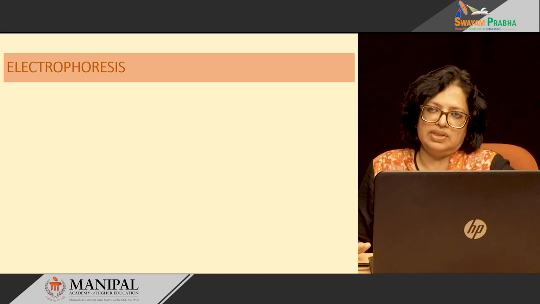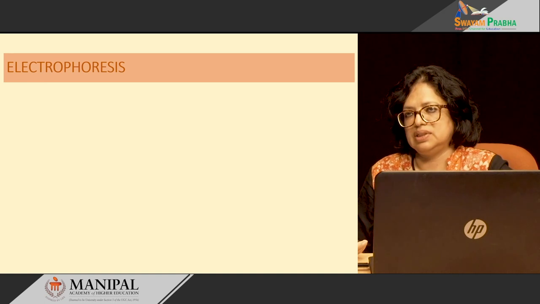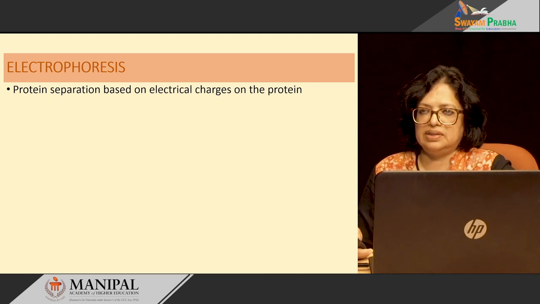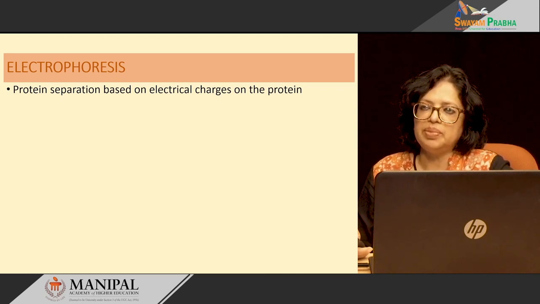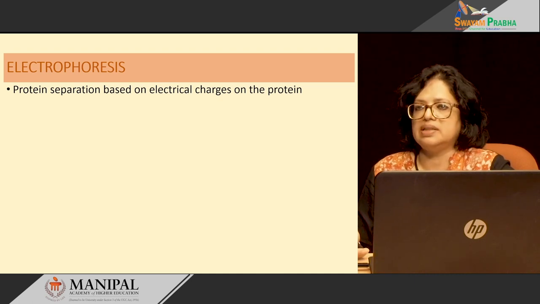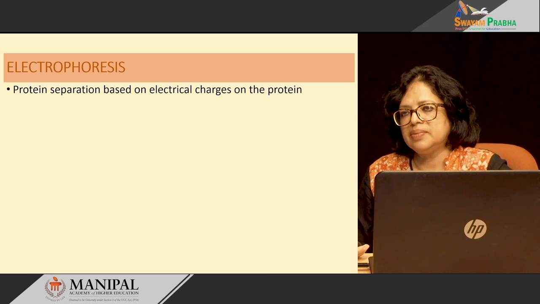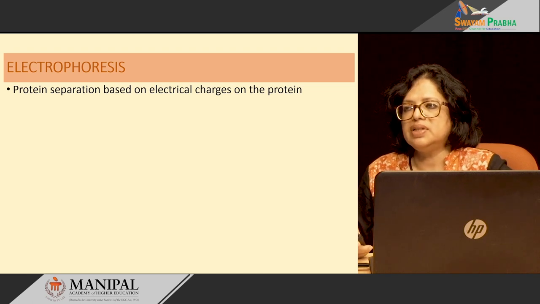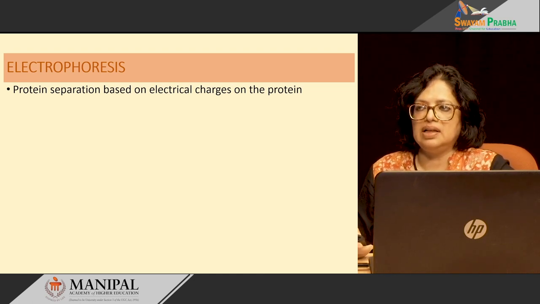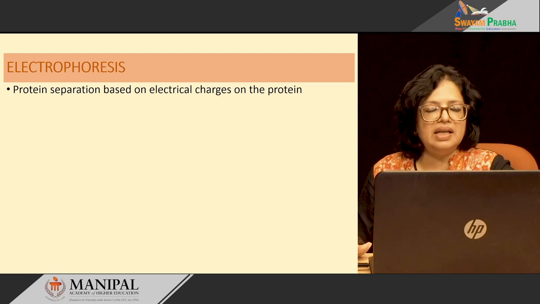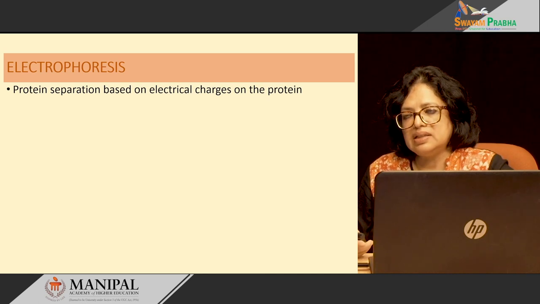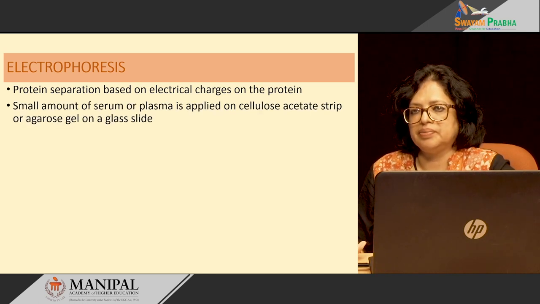What is electrophoresis and why should we know about electrophoresis? Electrophoresis is a technique for the separation of proteins. It can also be used to separate proteins which occur in the plasma. Protein separation is based on the electrical charges on the protein. Many of the side chains of amino acids like lysine, arginine, aspartic acid, glutamic acid contain charges, and these charges can be utilized for the separation of proteins.